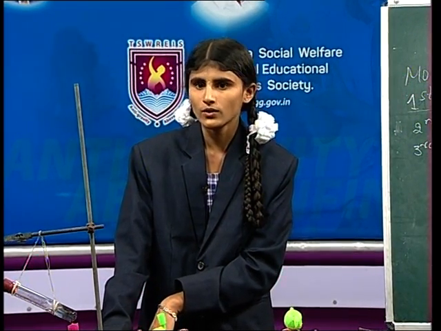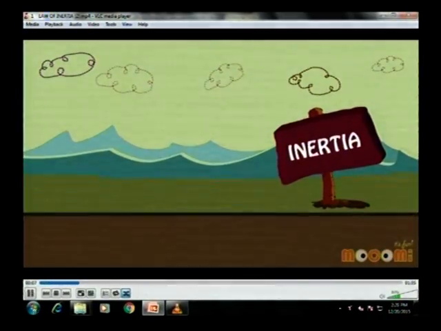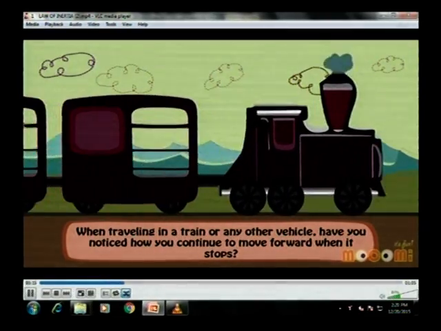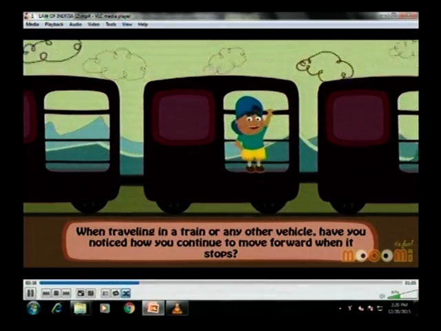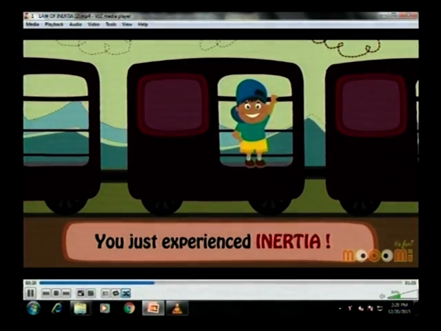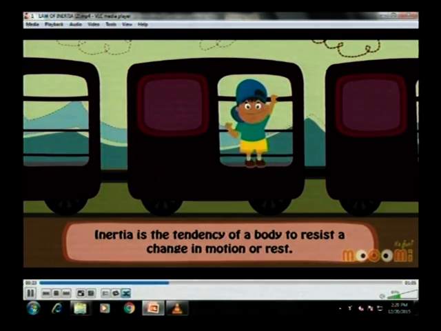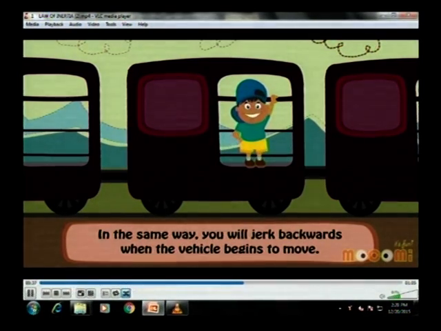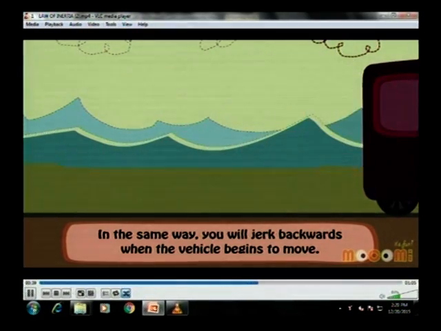See here, now we are going to see the video about inertia. When we are coming back to the school or when we are going to a village, then we travel in a train or any other vehicle, then we continue to move forward when it comes to a complete stop. Yes or no? See there? Yes. It means here we are experiencing the inertia. Okay friends, inertia is a tendency of a body to resist a change in motion or rest. And when a vehicle stops, we tend to jerk forward before it comes to a complete stop. In the same way, we will jerk backward when the vehicle begins to move.